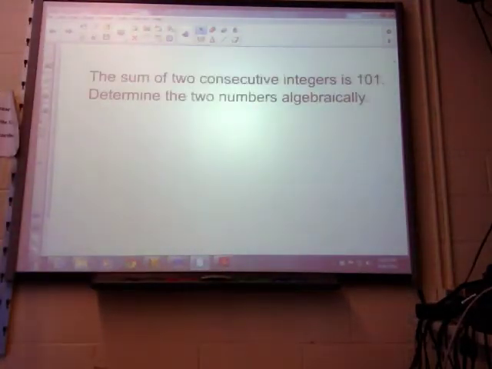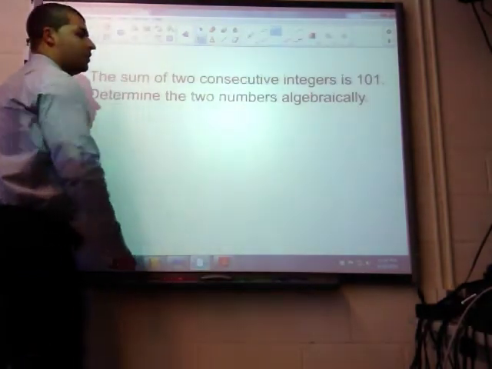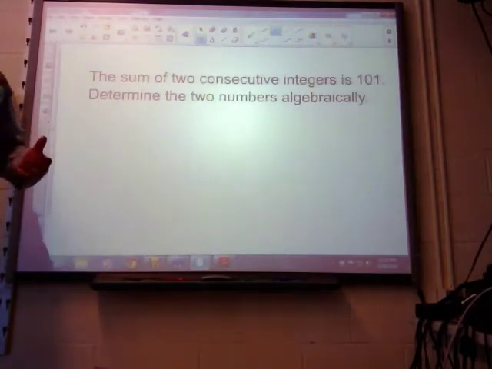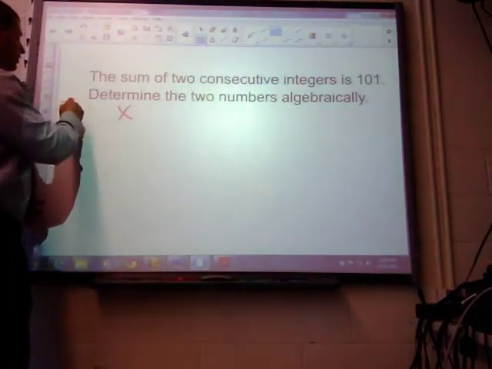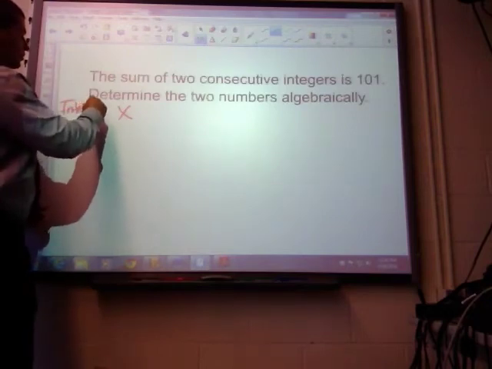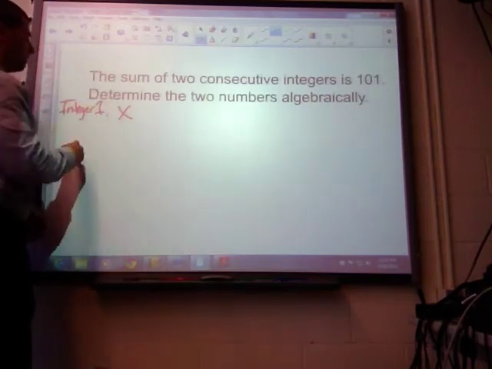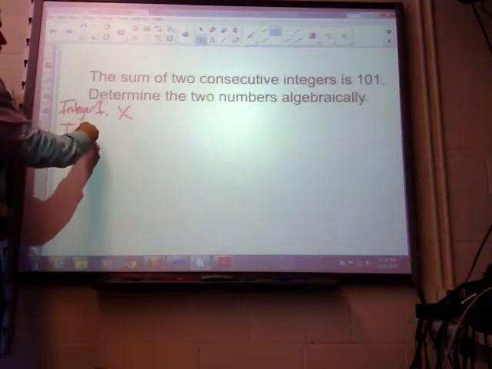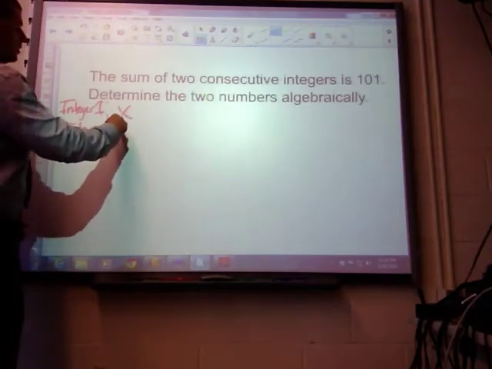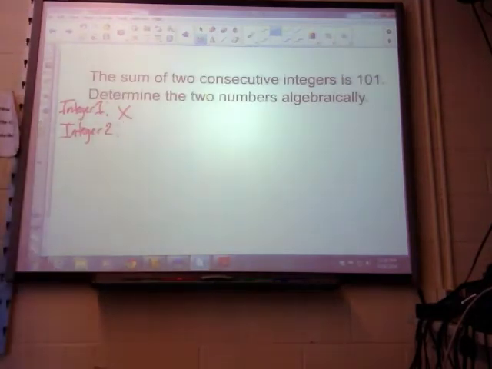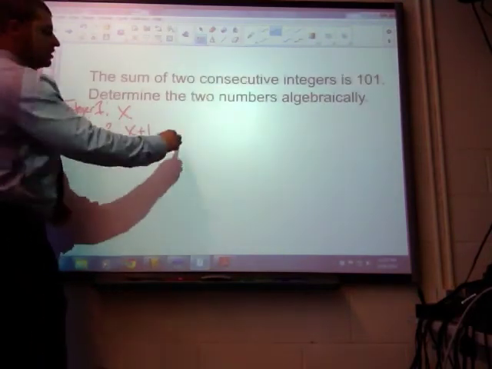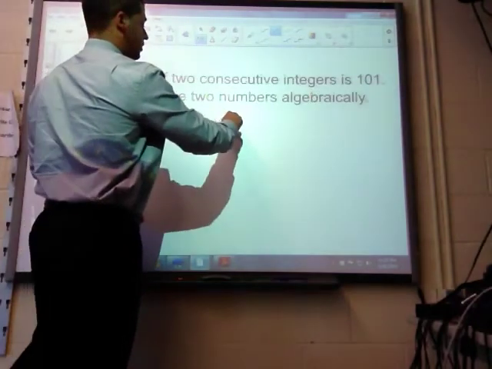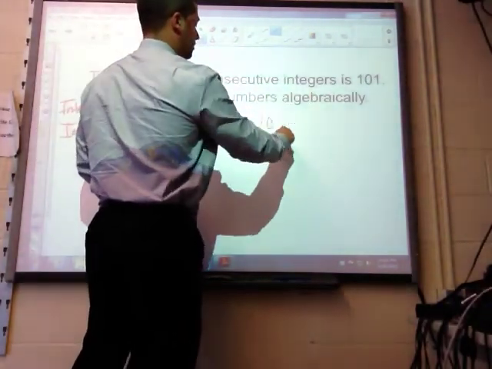So the sum of two consecutive integers is 101. Determine the two numbers algebraically. And when we think of an integer, and we don't know that integer, we use a variable. So we'll call that x. So this is going to be integer 1. So integer 1 is x. Integer 2 is the number right after it. So how do you get from x to the number right after it? You add 1. So we say x plus x plus 1 equals 101.